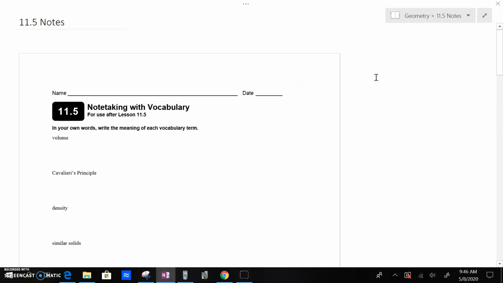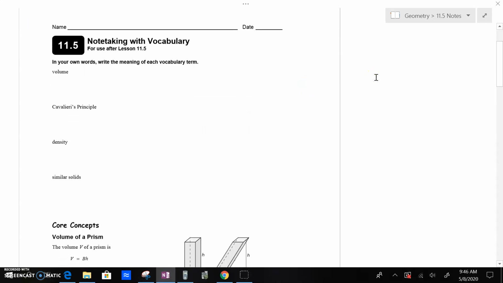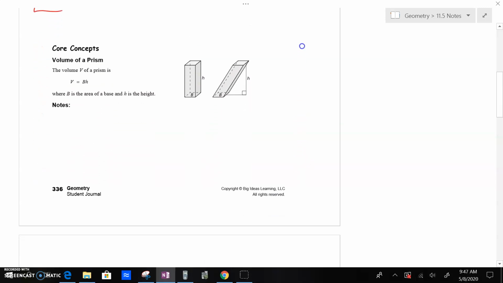Okay, this is a video for the notes for 11.5, which are going to talk about the volume of a prism and a cylinder. And there's a few words that they give to define. We're just going to hit these as we go. So we'll see them as we work through the notes.